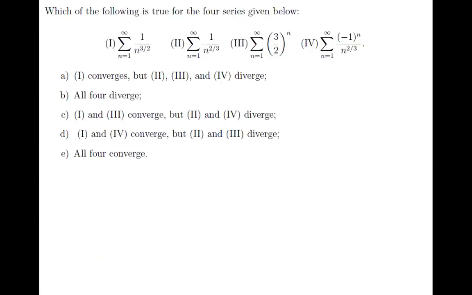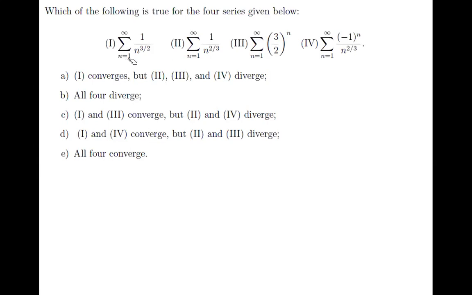Okay, let's keep working. Now, another question. I will have a mix of all of the types of infinite series, and we have to know how to recognize them and how to test them. Which of the following is true for the 4 series given below? We have 4 of them, and we can see the options. We're just looking for convergence or divergence, no absolute or conditional convergence at the moment.